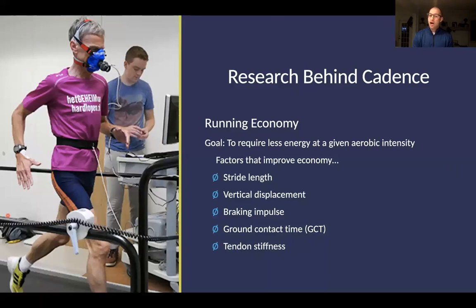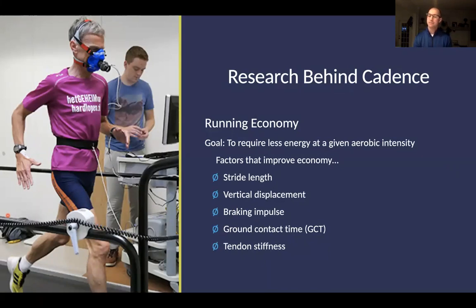Now, running economy is looking at the efficiency and the energy required to run. So the goal when you're more economical is to require less energy at a given aerobic intensity. So say you're running a half marathon and you're typically a 10-minute mile pace. Our goal as we improve running economy, improve efficiency, is to require less energy, less oxygen at that specific pace. So you have more in the tank to potentially run faster, right? That's what we're looking at with running economy.